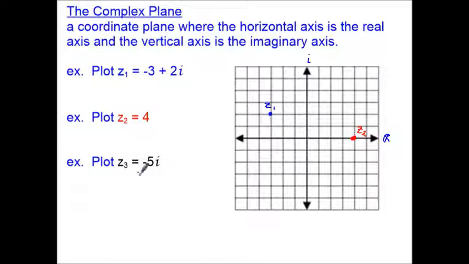And then finally, I've got z3 is -5i. Again, I don't have a real part, so it's like having 0 minus 5i. So I don't go left and right, and then I go down 5. 1, 2, 3, 4, 5. So right about there is where my z3 would be for this case.